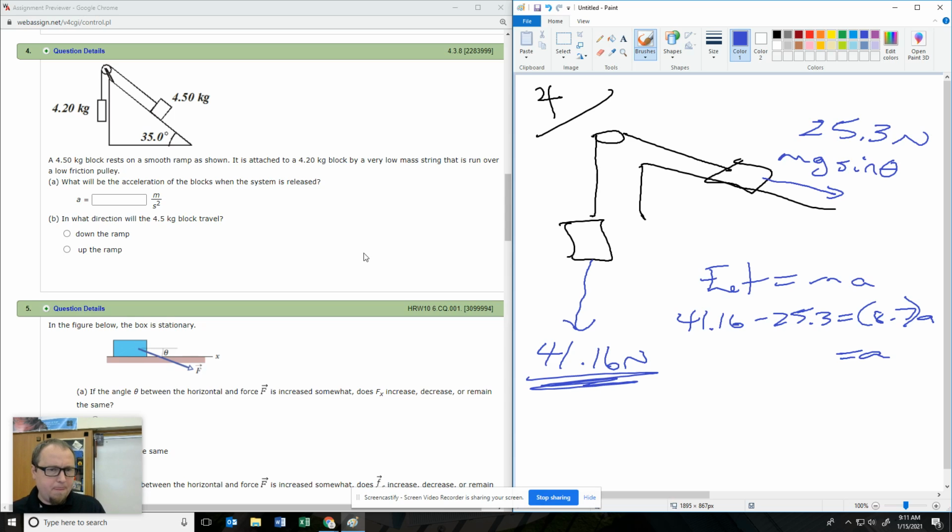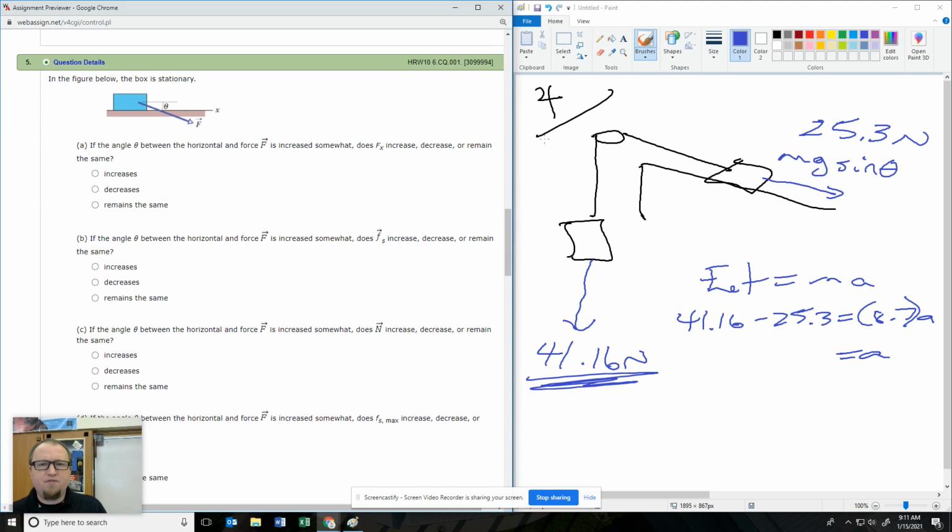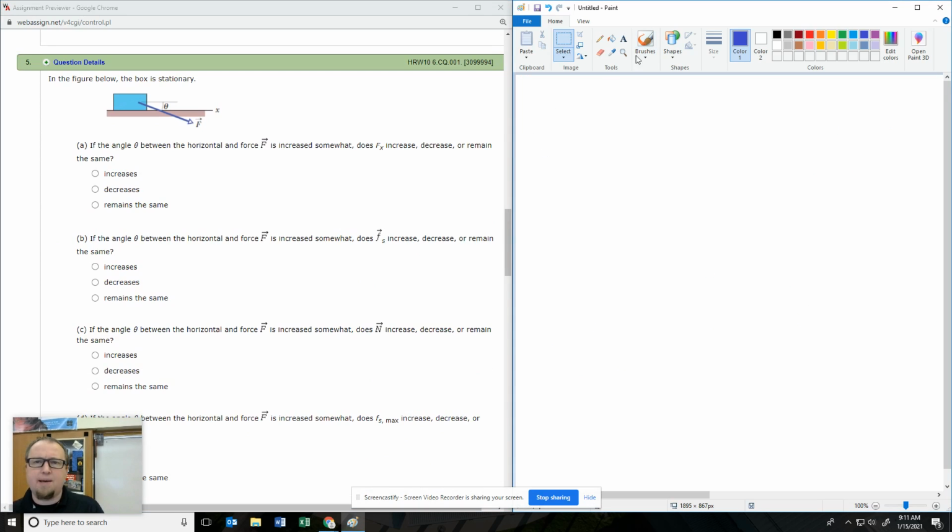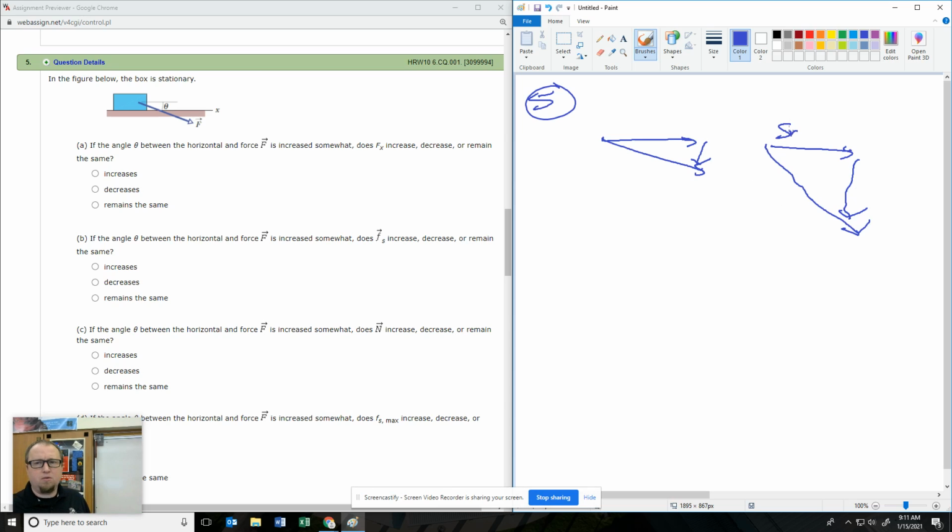All right, number 5. Now we're going to get into friction. Now, this first one I have on here because it's all conceptual. So in this first one, we've got a box, and it's getting pushed into the ground. If the angle between the horizontal and the force is increased, let's think about this. If I start with this angle, I've got a certain amount sideways and a certain amount down. What happens if I make it steeper? The sideways force gets smaller, and the downwards force gets bigger. Okay, so there's my ideas I'm going to work with.